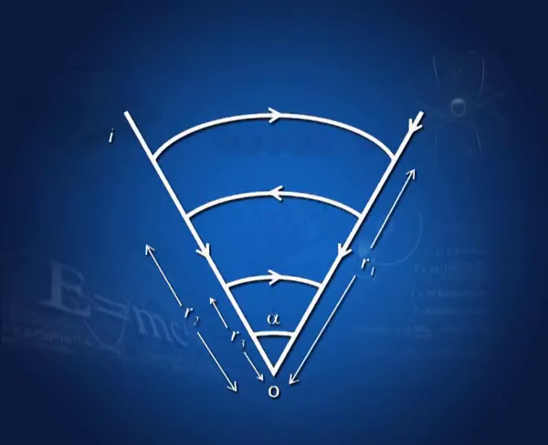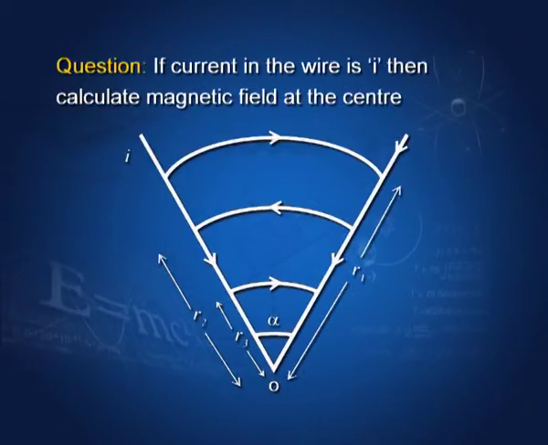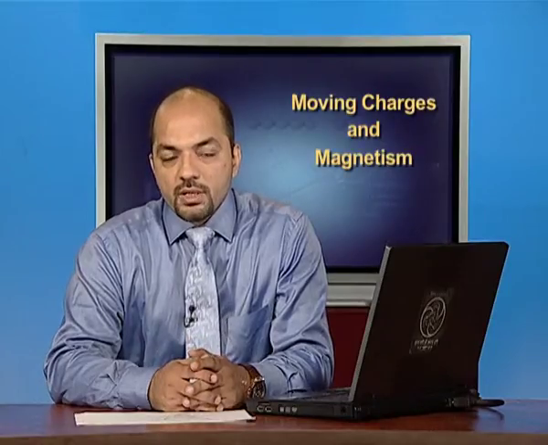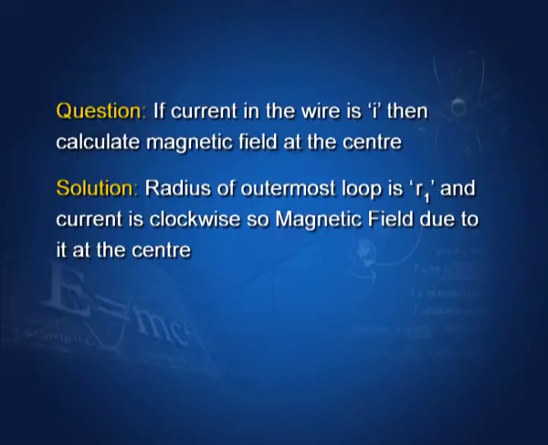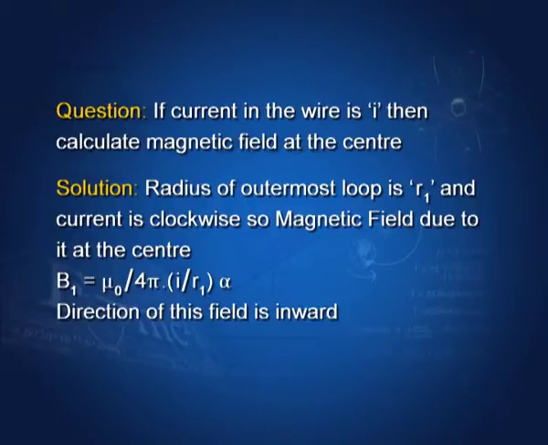Let us discuss a numerical based on the topic. Let us have a wire bent as shown in the diagram. If the current in the wire is I, then we have to calculate the magnetic field at the center. The solution is as follows. The radius of the outermost loop is R1 and the current is clockwise, so the magnetic field due to it at the center is B1 equals mu naught upon 4 pi I upon R1 into alpha. Here alpha is the angle formed by the arc of the conductor at the center. The direction of the magnetic field is inward.